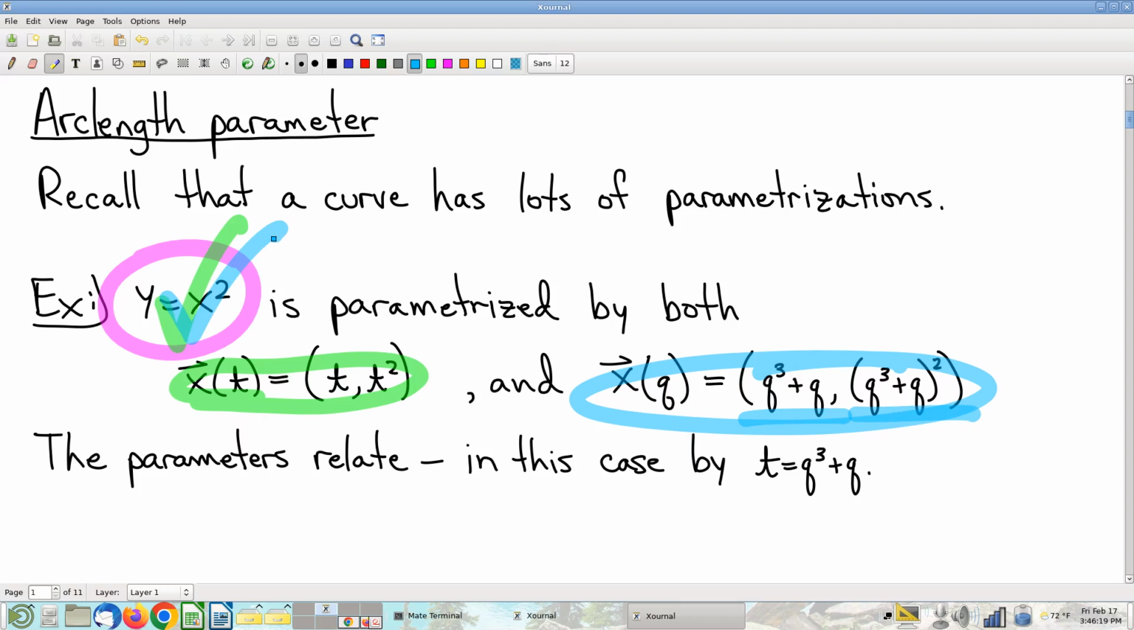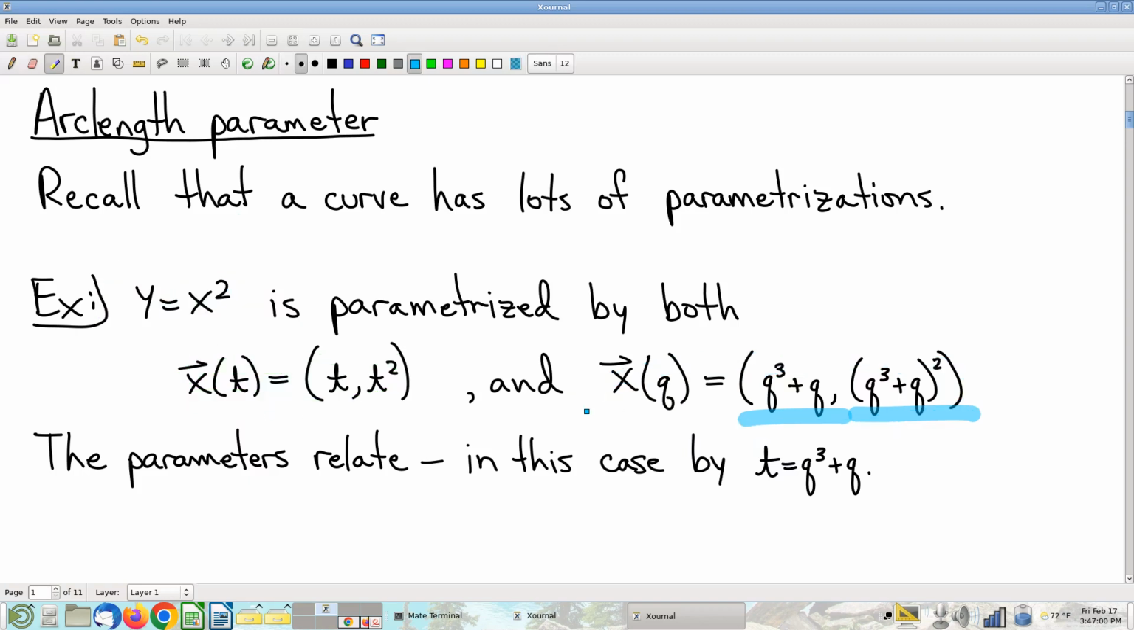Now, hopefully no surprise, right? There's lots of parameterizations of a curve. Intuitively, why is that? Don't forget, one way to think of a parameterization is it is a process of drawing your curve. Well, there's lots of ways to draw the curve. You could draw it at sort of a unit speed, or you could draw it really fast at the beginning and then kind of slow down and then speed up at the end. Or you could go really slow at the beginning and then move really fast and then really slow at the end. These all draw the exact same curve. Right? So no surprise that there are lots of parameterizations of a given curve.